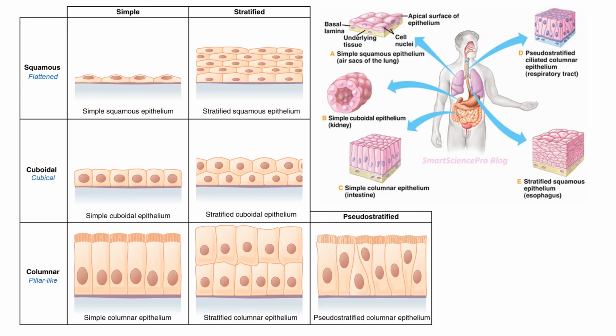So here is the summary of the different types of epithelial tissue and the location of each type of tissue that can be found in our body. Simple, stratified, squamous, cuboidal, columnar, and how you can find it in your body.